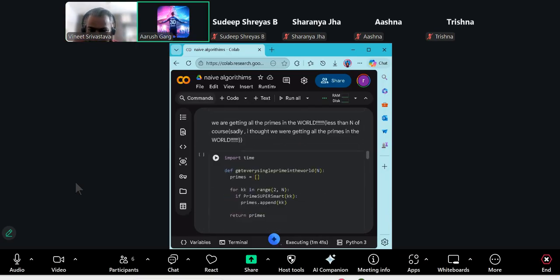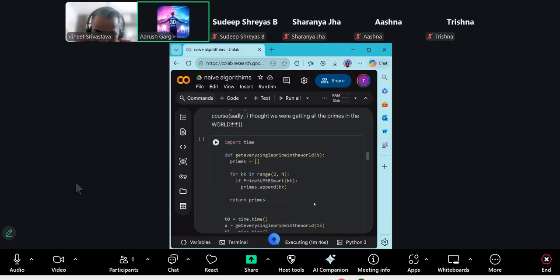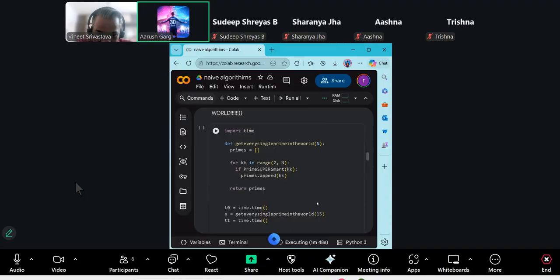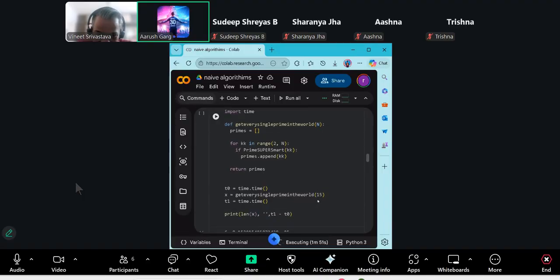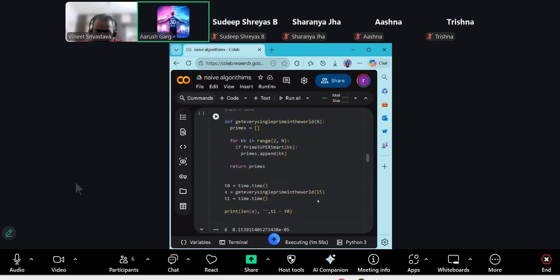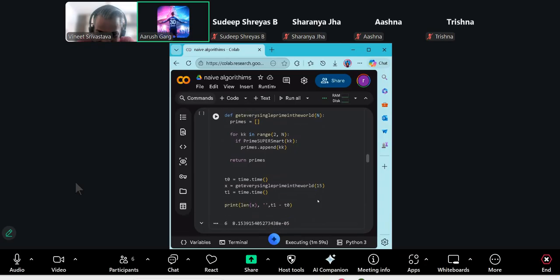So now this is generating all the primes up to n function. It loops through numbers from 2 up to n, and for each one, it calls a smart prime checking function. If the number is prime, it adds it to a list. In the end, you get all the primes less than n. So in this, I am getting all the primes less than 15.